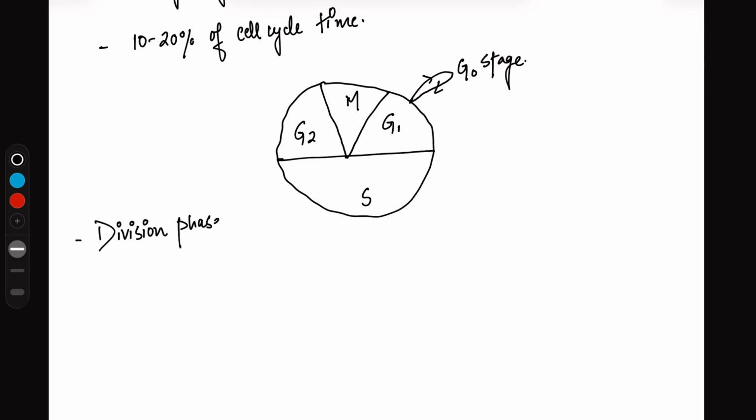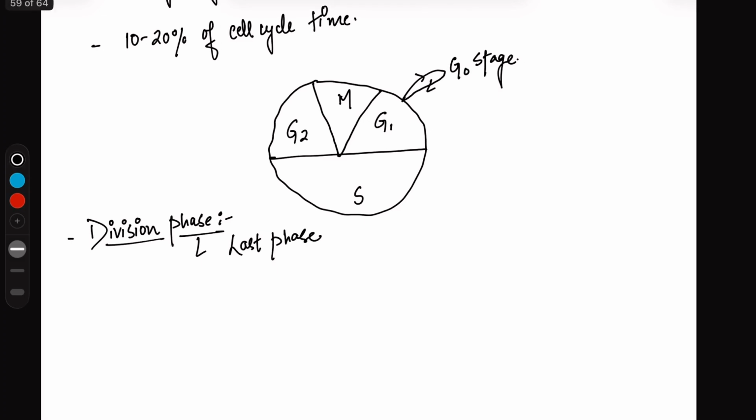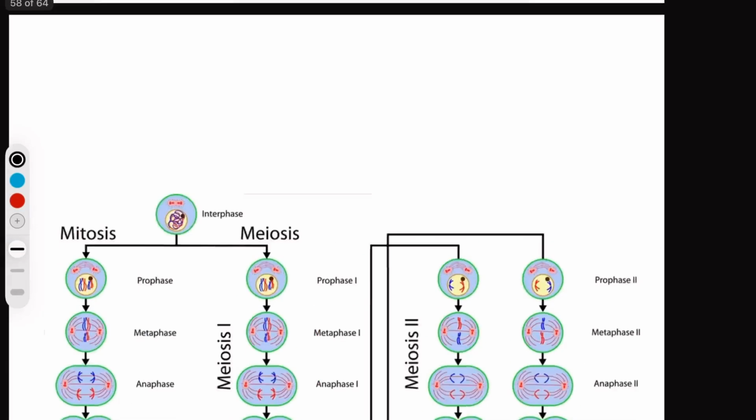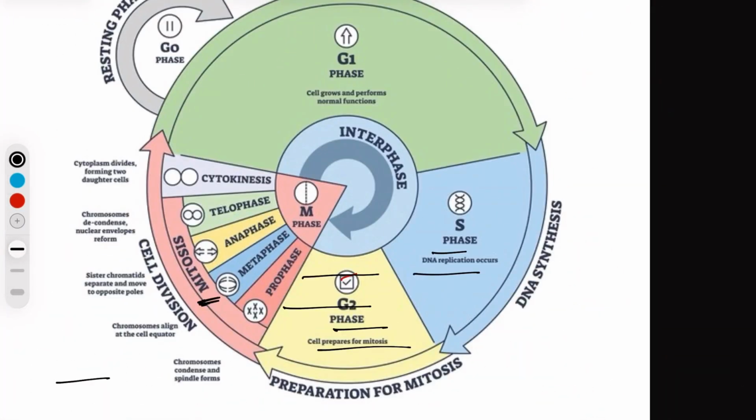The G0 stage is a temporary stage which takes place during the G1 stage. So the division phase is the last phase of the cell cycle, and it is the mitosis or M phase. Cell division occurs during this mitosis.